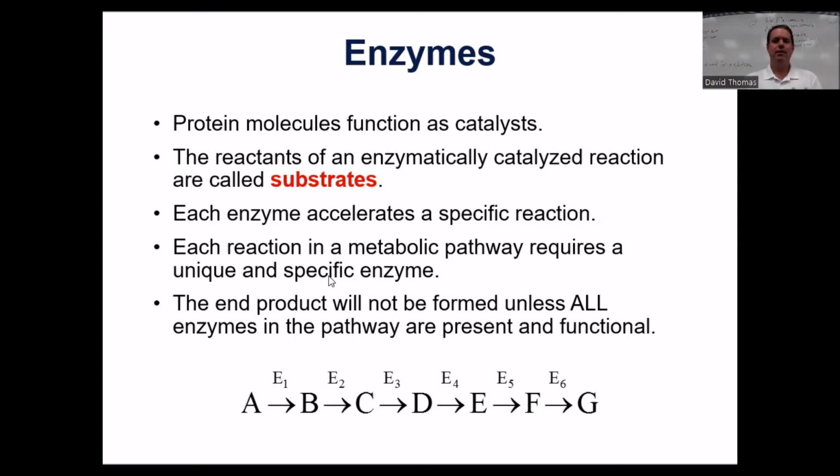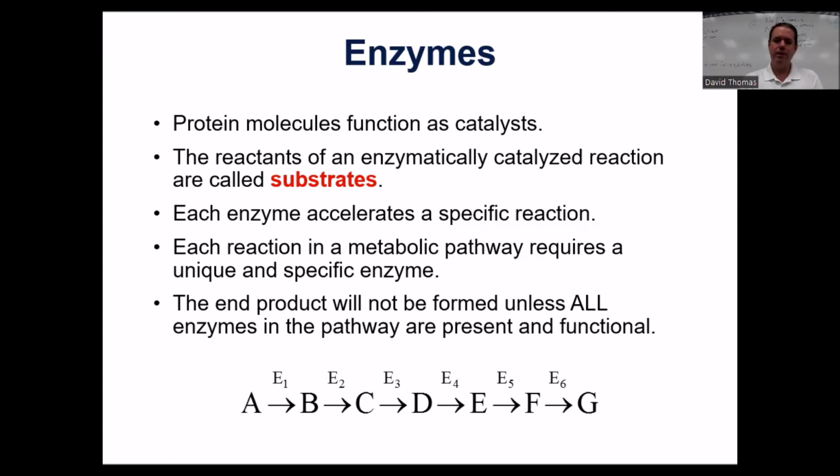Each reaction in a metabolic type chemical reaction requires a unique and specific enzyme. Not all enzymes are the same. Not all enzymes are going to work with the substrate. In other words, the substrate or the reactant and the enzyme have to match. They have to be specific. Now, most enzymes do have some similar characteristics, and we're going to talk about those.